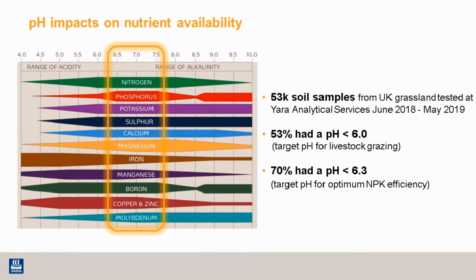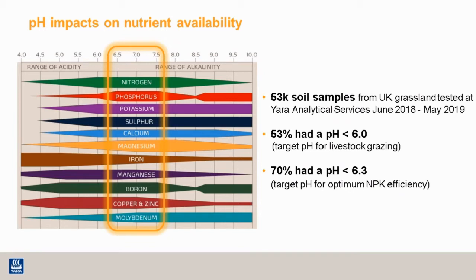So, bearing this in mind, how are we doing? What are the pH levels like in the real world? Well, I've had a look at the 53,000 soils from UK grassland that we tested at our laboratory in Pocklington during the last full soil sampling season. So that's June 2018 through to May 2019. And when looking at that data, we can see, I would say disappointingly, that just over half the samples failed to achieve that RB209 target of 6.